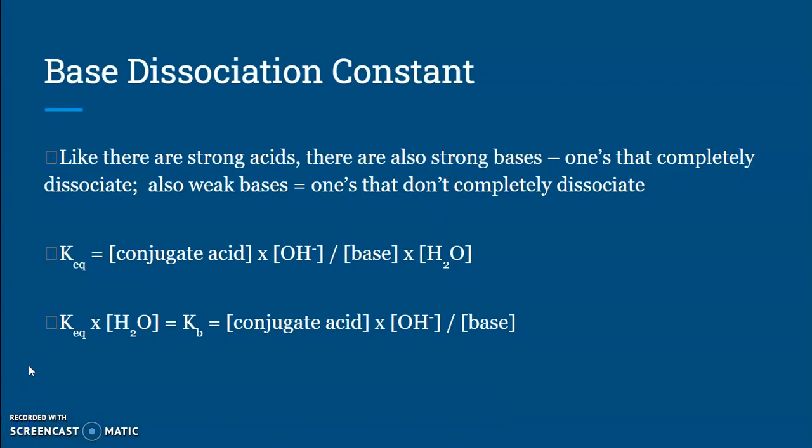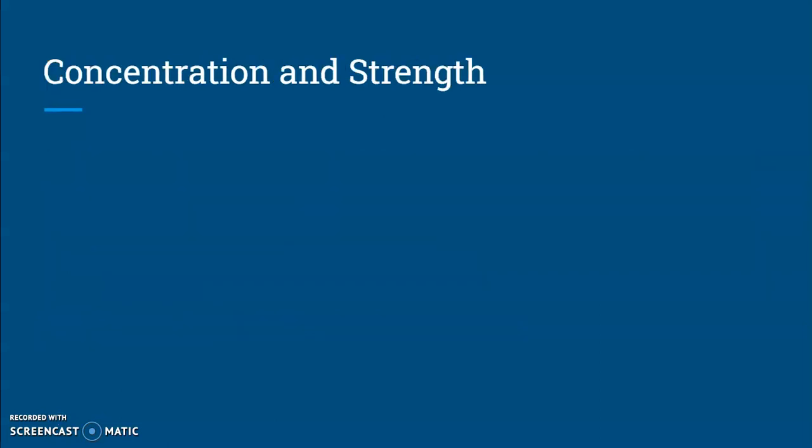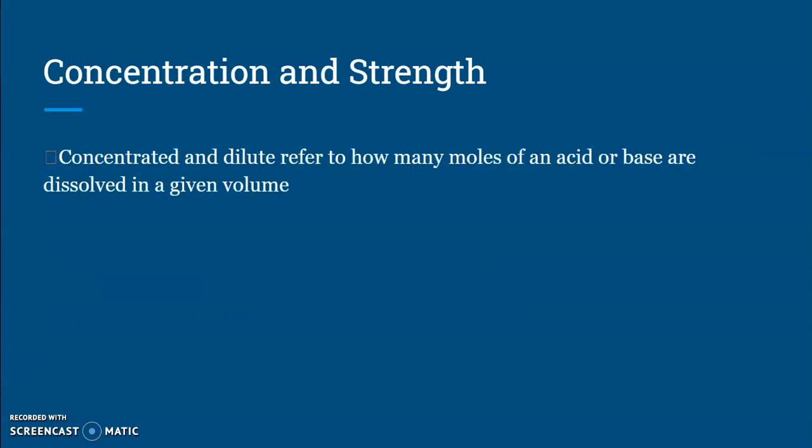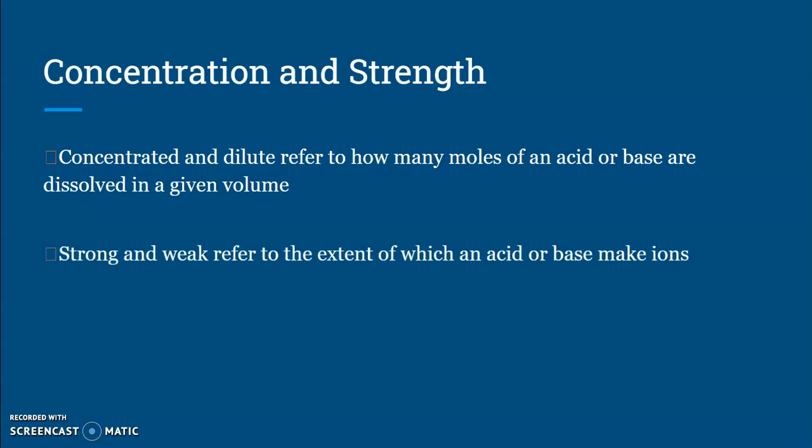And again, just like that of acids, a large Kb means a stronger base, and a smaller Kb means a weaker base. But not to be confused with concentration. So concentration versus strength. Concentration has to do with how many particles you are dissolving in per volume, the molarity. If it is concentrated, you have a lot of moles in per volume, and if it's dilute, you have very few. Strength has to do with what percent actually ionizes.